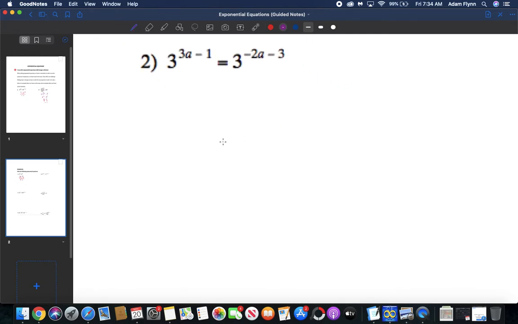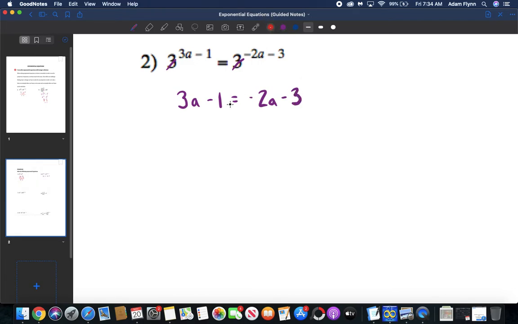So taking a look at number 2, our first step always when solving exponential equations is to check out what our bases are. So on the left side here, I've got a base of 3. On the right side, I also have a base of 3. Because of that, I can cross out my bases and set the exponents equal to each other. So I've got 3a minus 1 equals negative 2a minus 3.